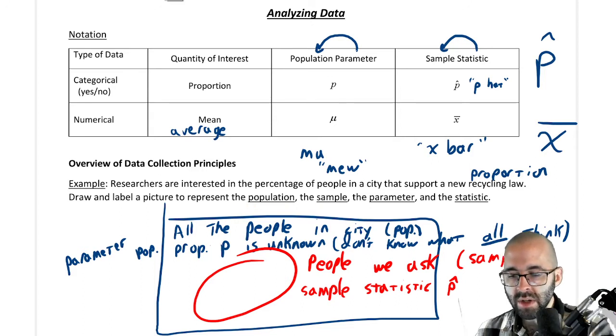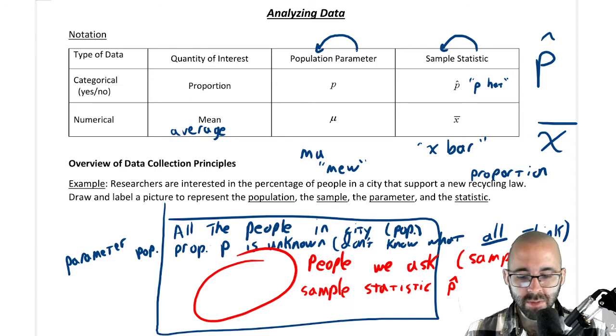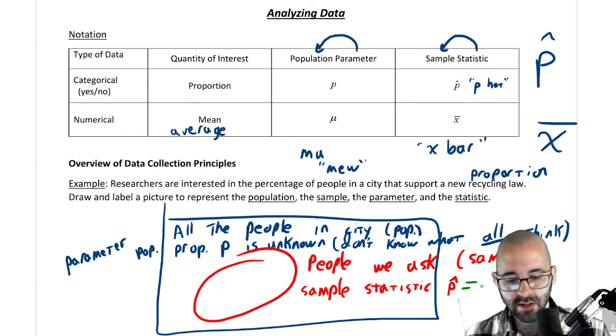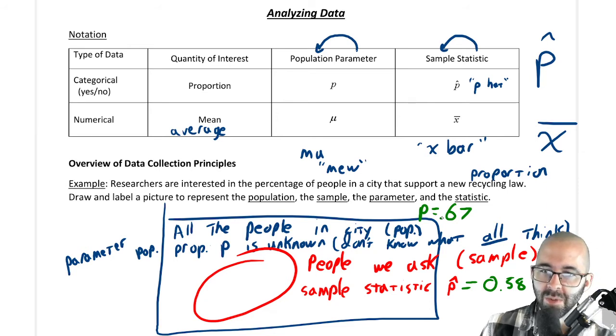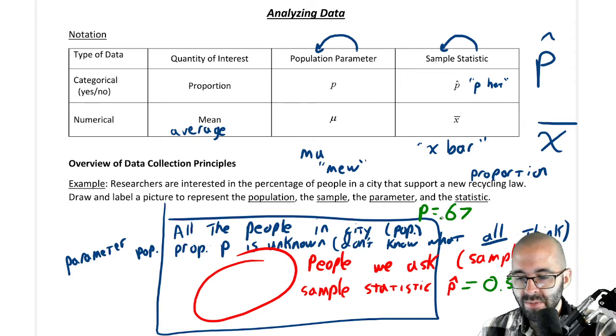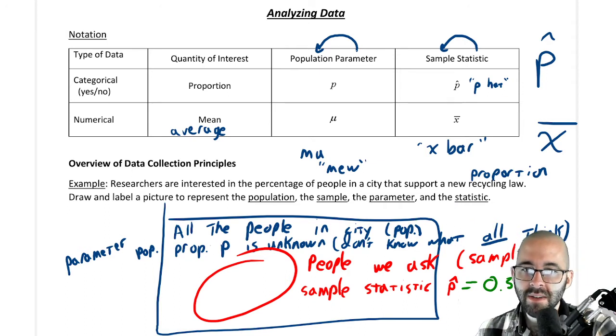And again, we don't know the values here for the population, and the problem didn't even give us what p hat was, but maybe p hat was, I don't know, 58%. And maybe the actual percent was much higher. Maybe it was 0.67. Because maybe we only asked people in a more unpopular area, people that didn't want to recycle or something like that. But in reality, the actual population is different. We almost never know the actual population parameter.